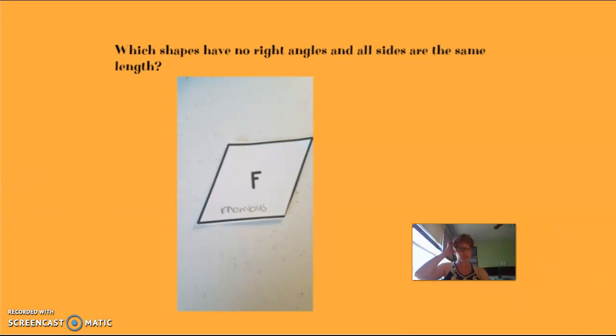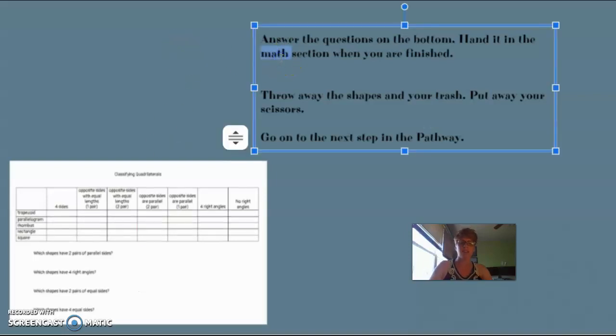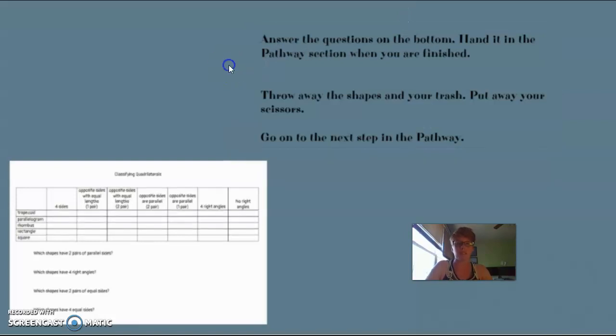Now, as we have been doing that activity, you should have been putting check marks in those boxes on your piece of paper. If you have not done that, you need to go back and put the check marks next to the shape and their matching attributes. And also, you need to answer the four questions at the bottom of the paper. Hand this paper in the pathway section when you are finished. All right, I want to make sure you get credit for this.